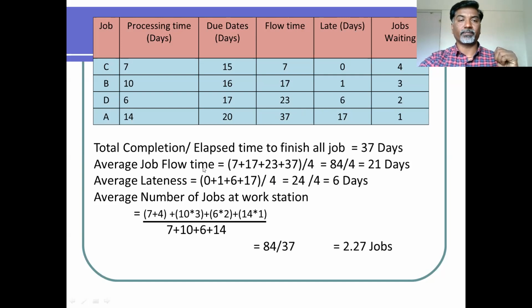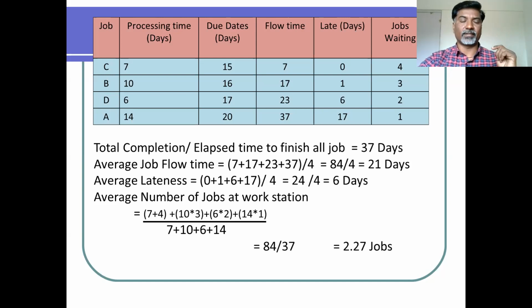Average job flow time can be calculated by adding all flow times divided by the number of jobs. Flow time is given here. We add all flow times: 7 plus 17 plus 23 plus 37, divided by the number of jobs. There are 4 jobs. If you solve this, average job flow time is equal to 21 days.